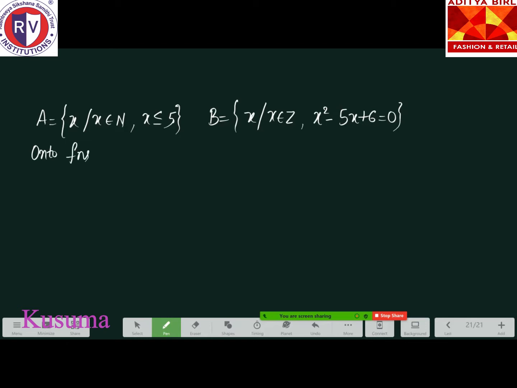from A to B is, the options given are option A 2, option B 30, option C 23, and option D 32. Okay, so here two sets are given.